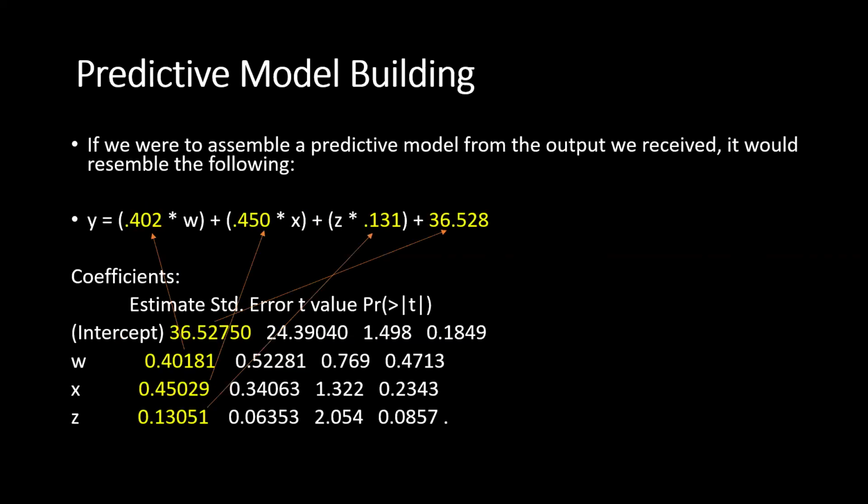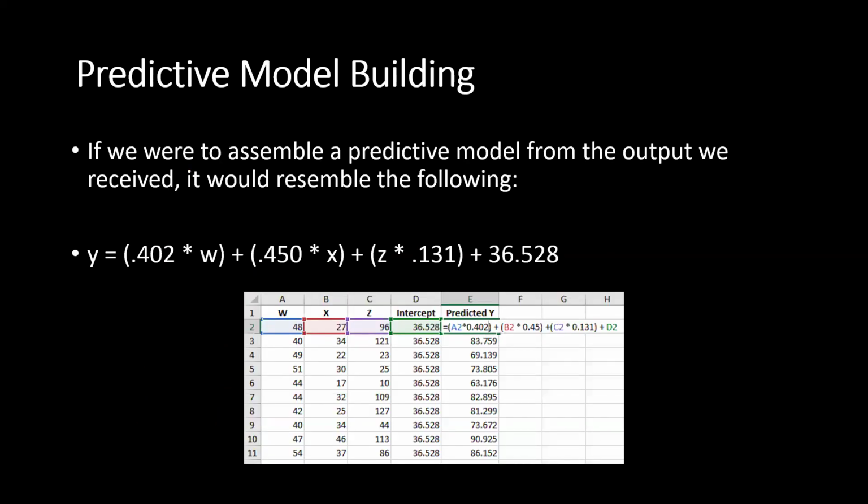So in this instance, we're going to build our model with 3 predictive or 3 independent variables, 1 dependent variable being predicted, that being y. So w, x, and z. All right. And if we assembled the predictive model from the output, we would receive the following. And we could test this in Excel or with pencil and paper by doing the following.